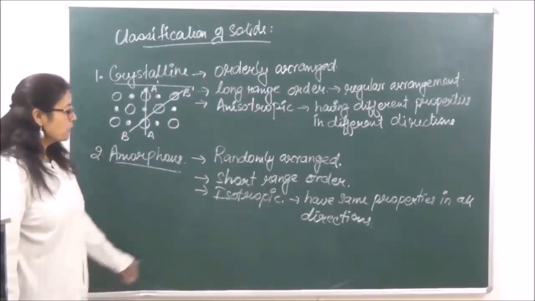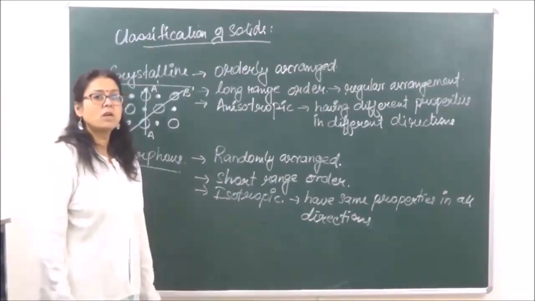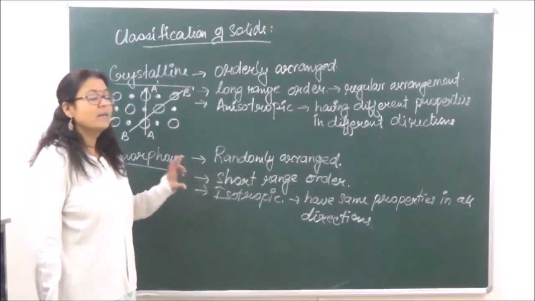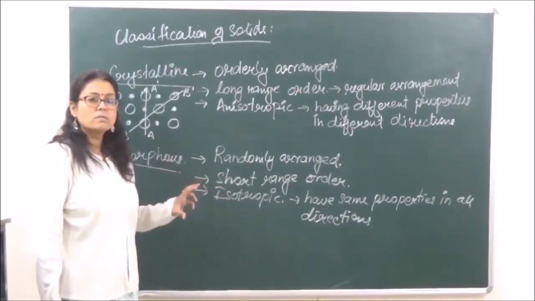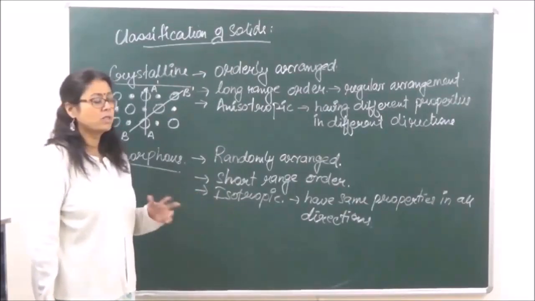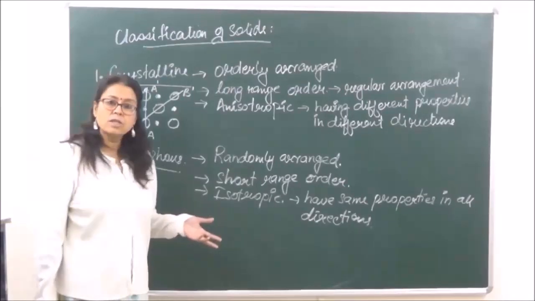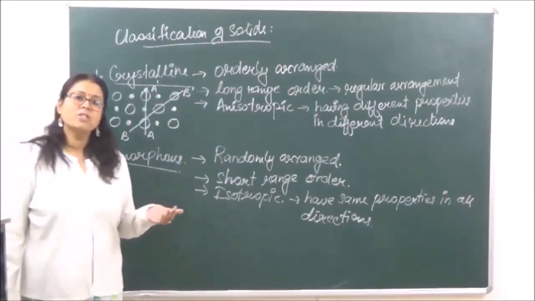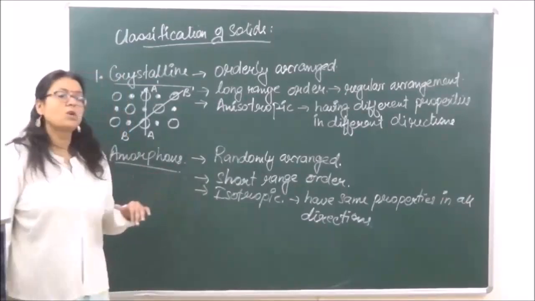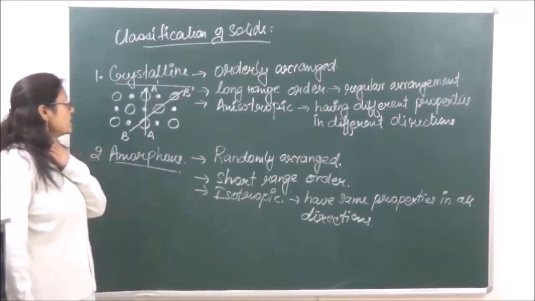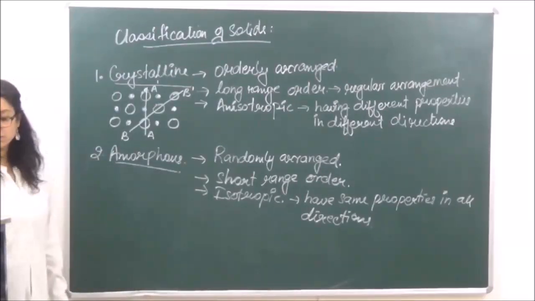Why ऐसा क्यों हो रहा है कि they are having same properties in all directions? That is because isotropic में या amorphous solids में जो particles होते हैं वो randomly arranged होते हैं. क्योंकि वो randomly arranged होते हैं तो उसका कोई भी specific pattern नहीं है, तो आप किसी भी साइड को measure करेंगे तो properties जो उसकी होगी, it is going to be same. Okay, so these are 3 points of differences we have done.